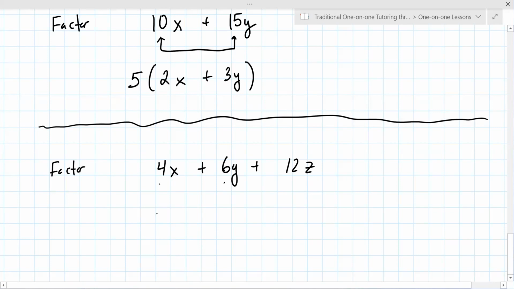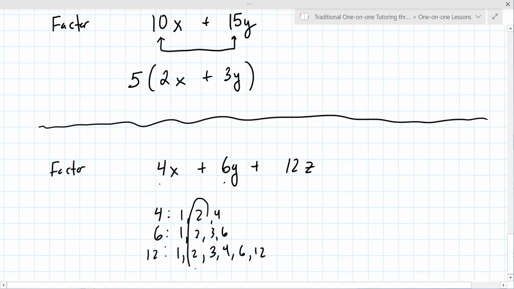Okay. So what are the factors of 4? What are the numbers that go into 4? 1, 2, and 4. What are the numbers that go into 6? 1, 2, 3, and 6. What are the numbers that go into 12? 1, 2, 3, 4, 6, and 12. What's the biggest number that's in all three of these? 2. Okay, do you see that? Yeah. 2 is your greatest common factor.